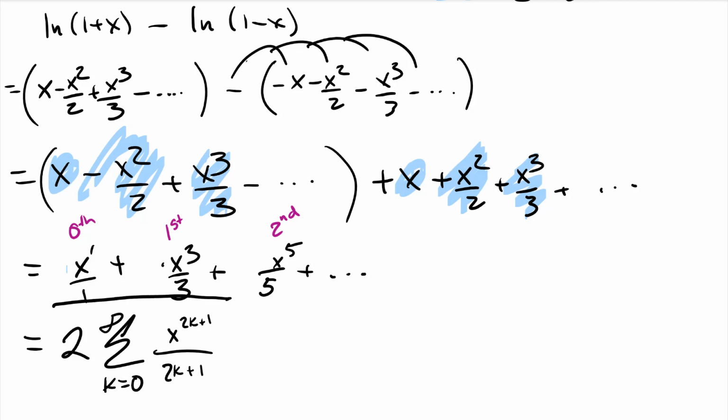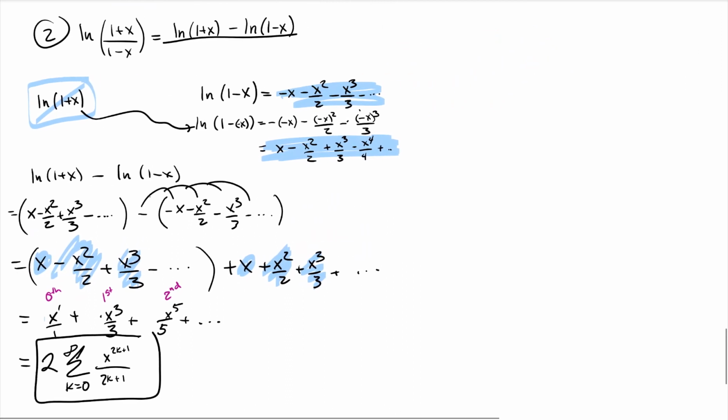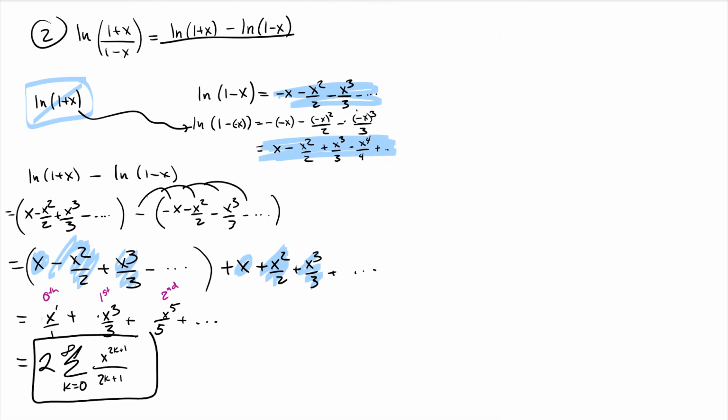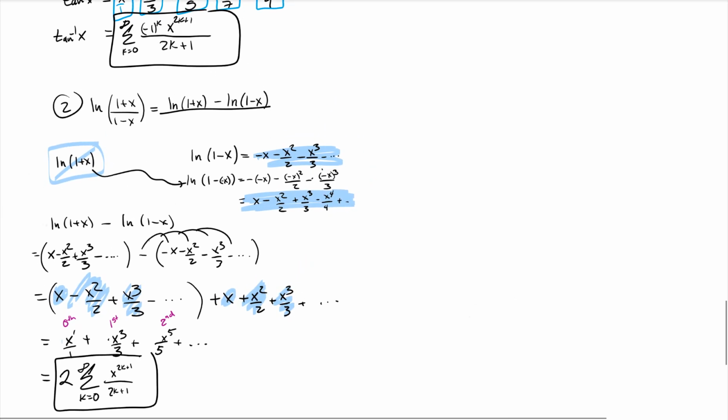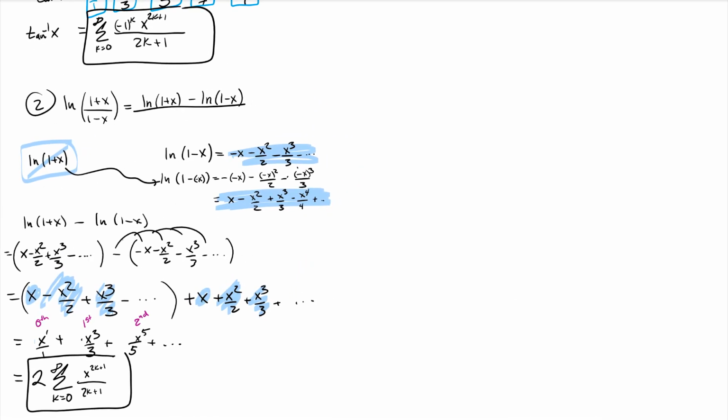And there is our power series representation for ln of 1 plus x divided by 1 minus x, all inside that natural log. Oh my goodness. Look at you go. Seems really similar. Look how inverse tangent and ln's look pretty similar in there, but they're different. They're not the same thing.